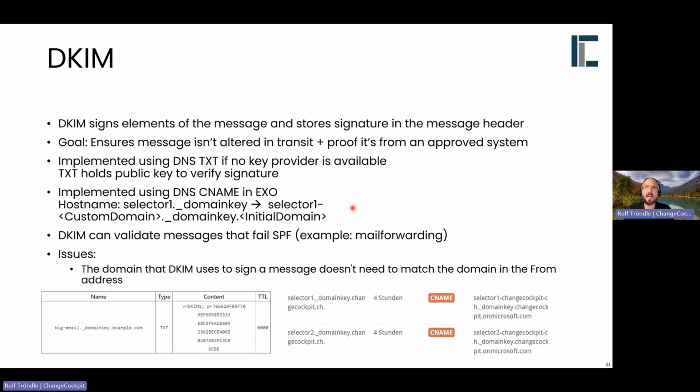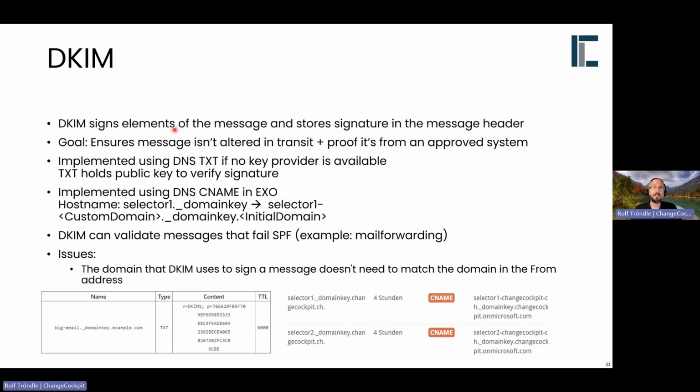Next standard, DKIM. The goal of DKIM is to ensure the message isn't altered in transit, because it will add a signature and the proof that it's from an approved system from you. So that's another possibility of approval. Approval means you will sign the message with cryptography. Again, you will sign the message body, and the signature will be stored in the message header of the email.